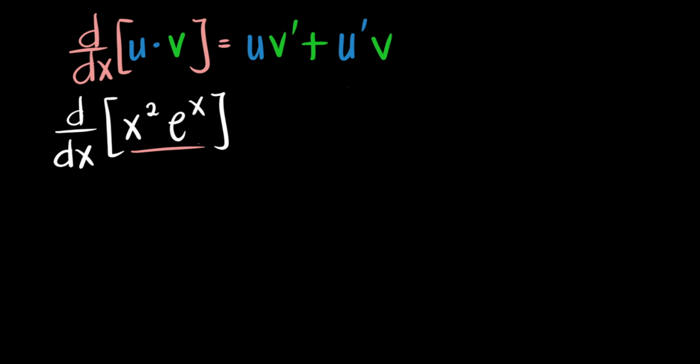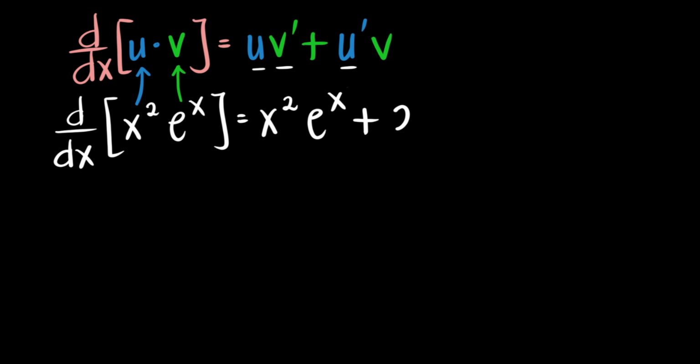Go ahead and try to answer this question. Here, x squared will be u, and e to the power x will be v. The derivative will be the first part, which is x squared, times the derivative of the second part. The derivative of e to the power x will remain e to the power x, plus u prime, the derivative of x squared, which is 2x, times v, which is e to the power x.